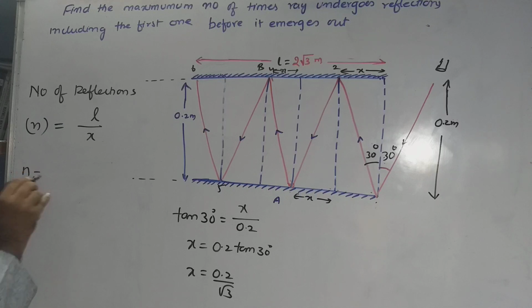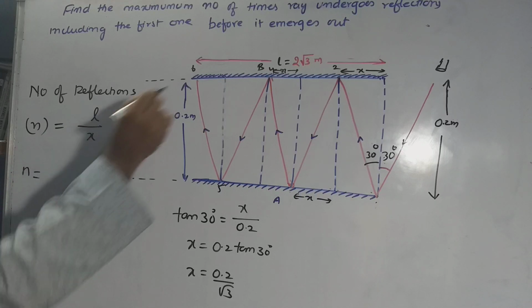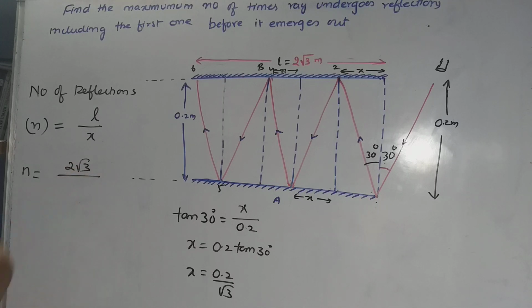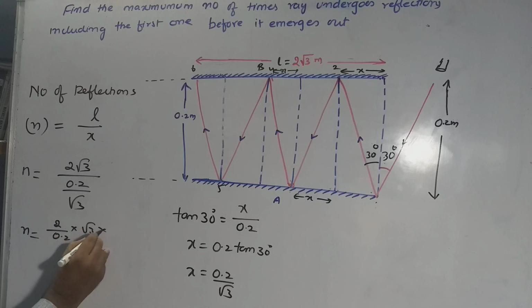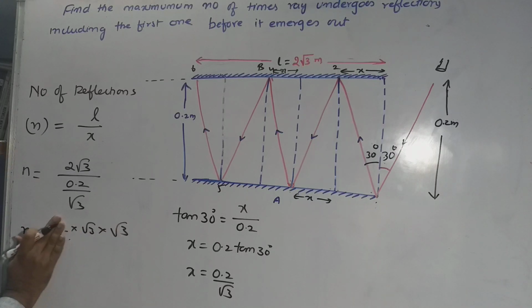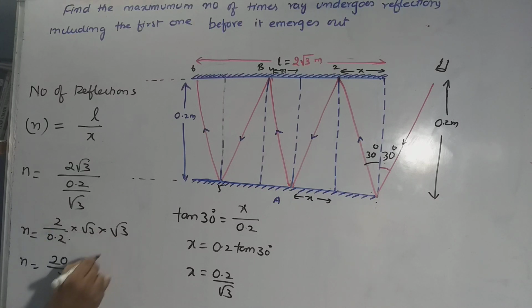It's very simple. So therefore, n is equal to L by x. According to the problem, L is equal to 2 root 3. x is equal to 0.2 by root 3. Therefore, the number of reflections that is going to take place is 2 root 3 by 0.2 by root 3. Okay, so it is 2 by 0.2 into root 3 into root 3. Therefore, n is equal to 20 by 2, and root 3 into root 3 you can write as 3. So this is 2 ones are 10, times 3, therefore n is equal to 30 reflections. That's it. It's a very simple problem.